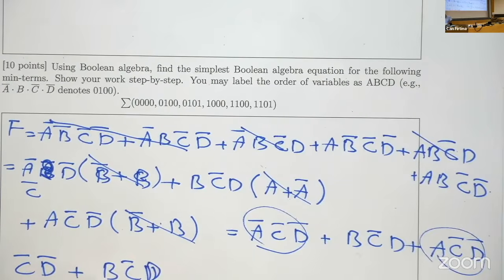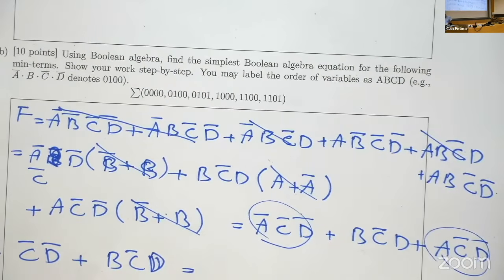And we can factor out C bar. This is D bar or B and D, which we can also simplify to D bar or B.